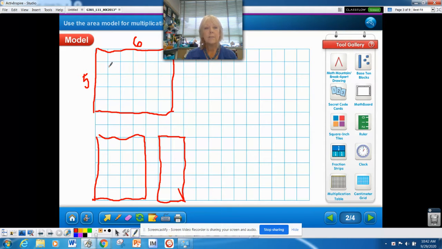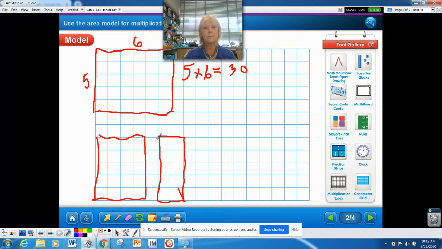Instead of having to count each one of those, we are going to make an equation out of this, and we have our number 5, length, times width, 5 times 6. Remember your 5 count-bys. You're going to count 5 six times: 5, 10, 15, 20, 25, 30. Good job. That's nice.